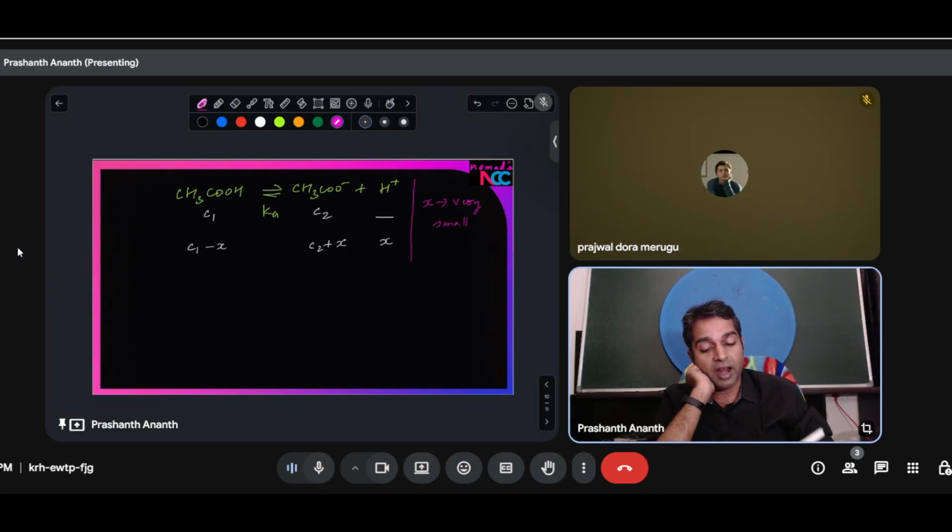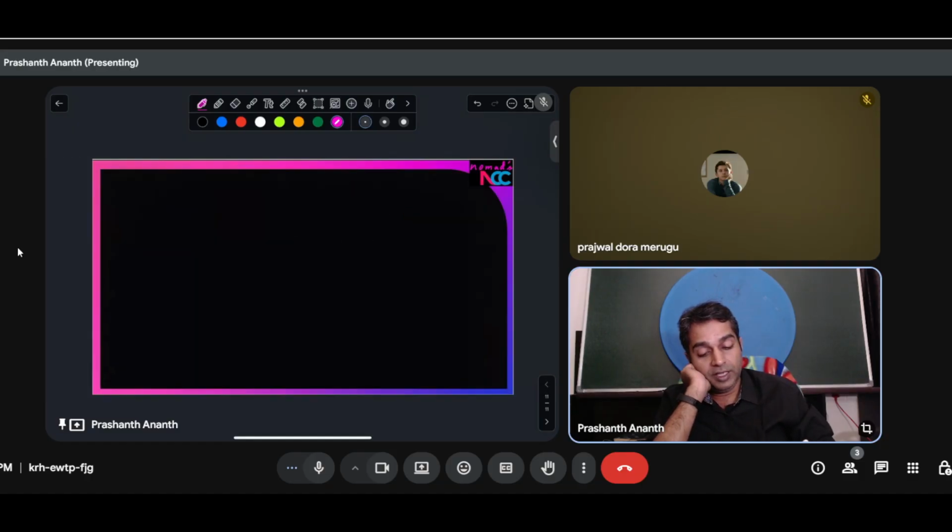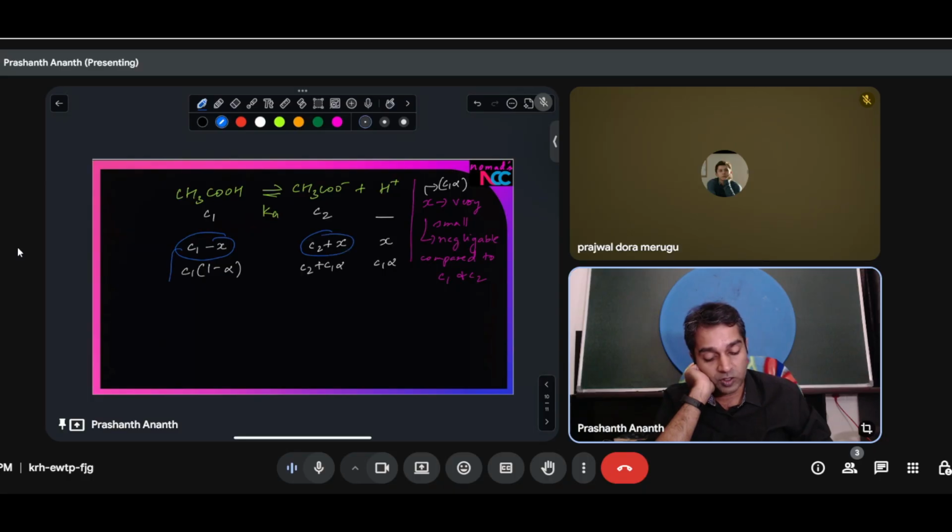Now we can of course write it slightly differently also. I can write this as C1 into 1 minus alpha. I can write this as C2 plus C1 alpha. I can write this as C1 alpha, in which case the X is actually nothing but C1 alpha. But no meaning in putting it like that, it doesn't make a difference over here. So basically X is very small. You can also think of it as alpha being extremely tiny here. So X is very small, so negligible. Compared to what? Compared to C1 and C2. Meaning I can now approximate these two pieces, this and this I can now approximate.